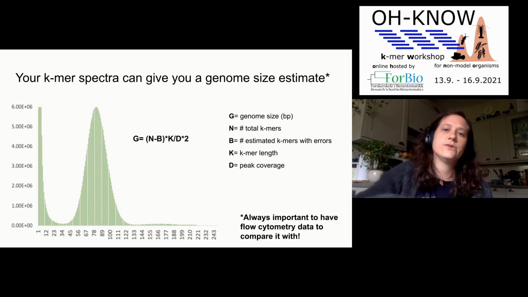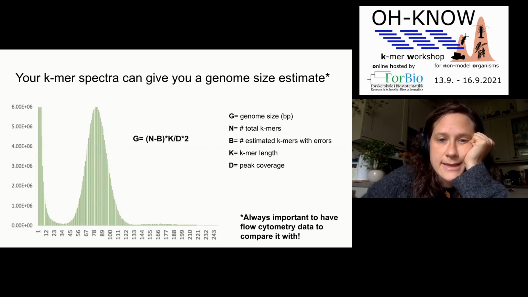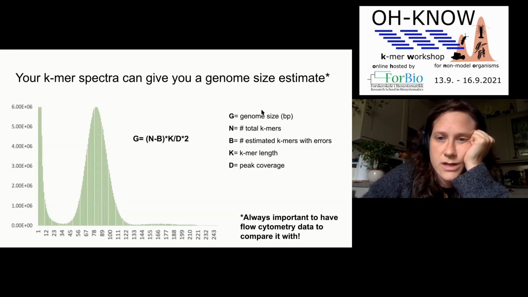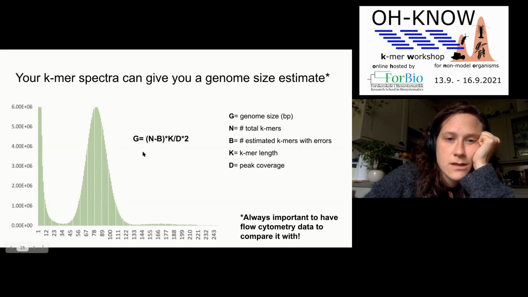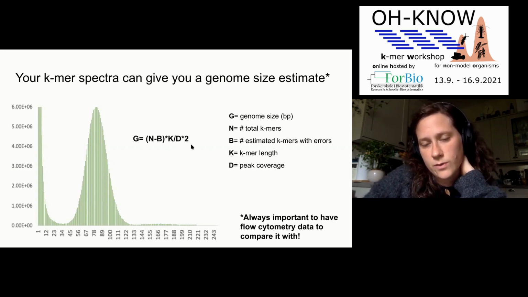From your Kmer spectra, you can get a genome size estimate. And that will be very, very similar to the coverage formula. So your genome size will be basically the total number of Kmers, but you will want to remove all the estimated Kmers with errors, and then you want to multiply it by Kmer length divided by the peak coverage times 2, assuming we have a diploid genome.